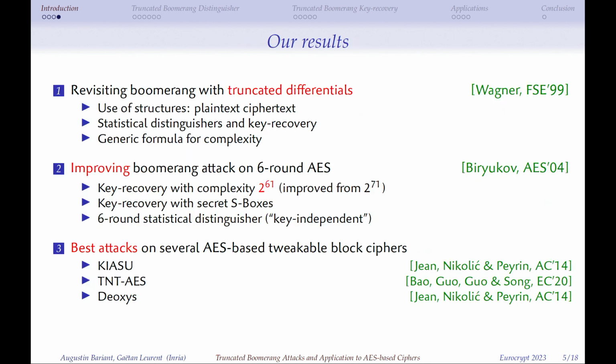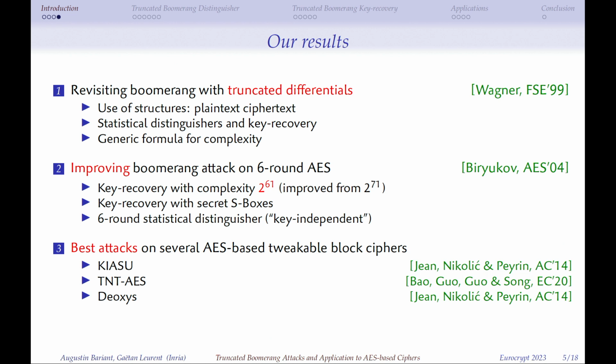So in this talk, I'm going to look at the boomerang cryptanalysis, but in the context of truncated differentials, so it's slightly different. It's actually not a new idea. It's already in the paper by Wagner in 1999, but we're going to do it in a more systematic way, and we're going to look at how to use structures on the plaintext and ciphertext side, and how to do distinguishers and also key recovery.